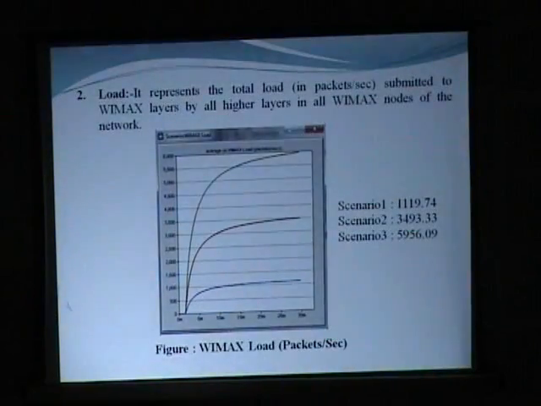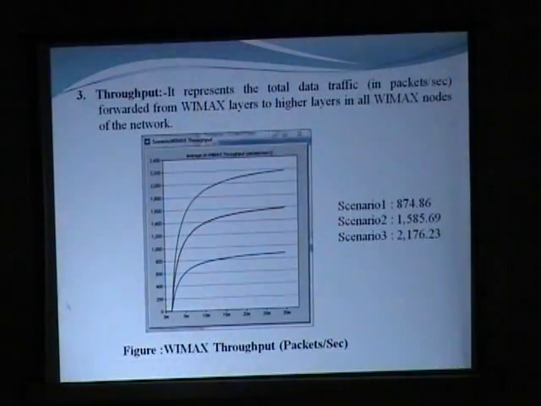Load. In scenario 1, the maximum load is 1119.74 packets per second, and the mobile nodes are less. In scenario 2, the maximum load is 3493.33. Then in the third scenario, the maximum load is 5956.09 packets per second. The mobile nodes are increased to 30.